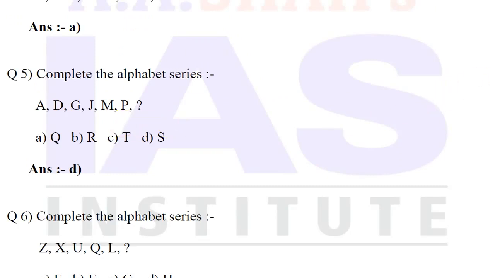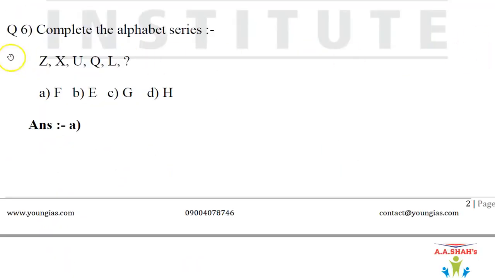Moving on to the sixth question now. Complete the alphabet series X, Z, X, U, Q, L, dash. So here if you observe carefully, Z and X. Z minus 2, the answer would be X. Same thing, now X minus 3, the answer would be U.